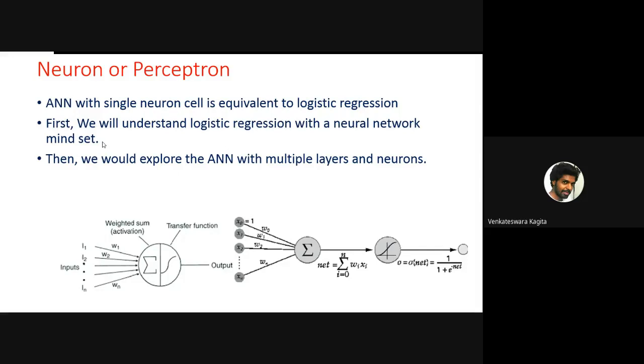So we'll try to understand this logistic regression with the neural network mindset. These are the inputs that we are passing to the neuron, similar to the inputs in logistic regression. And these are the edge weights, similar to the parameters theta naught to theta n in logistic regression. Here we compute the sum, then pass it to the sigmoid function, the same thing we do in logistic regression. So we can say that an artificial neural network with a single cell is equivalent to logistic regression.